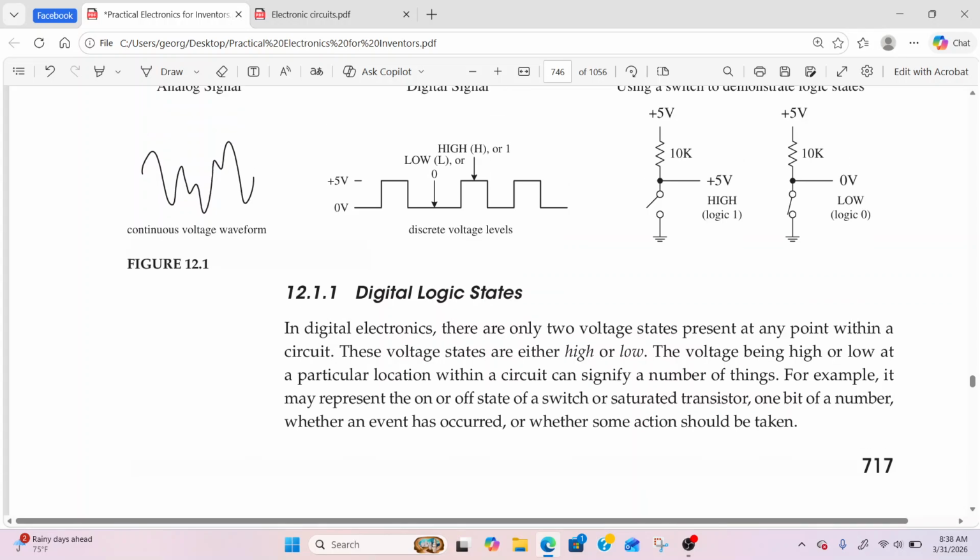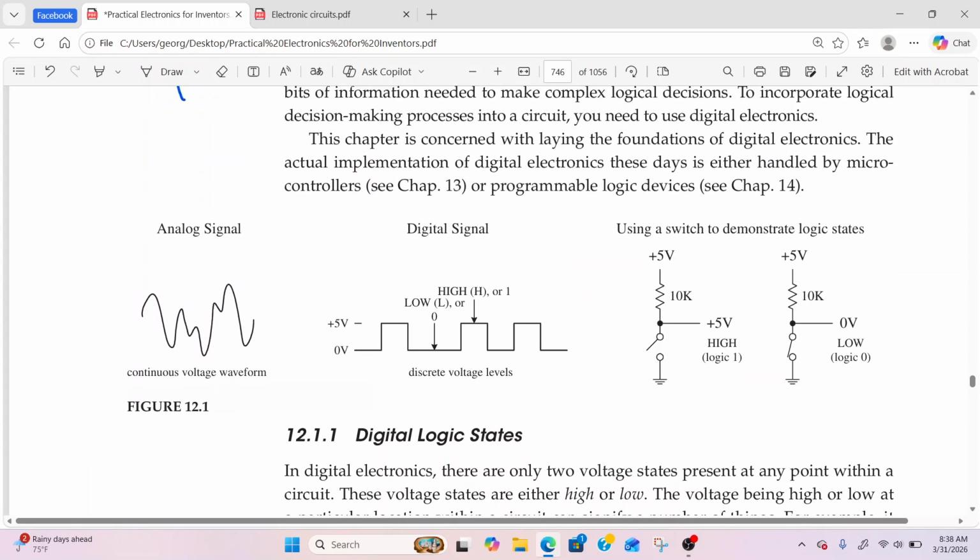All right, so let's look at something here. This is an analog signal. As you can see, the analog signal is all over the place, has a lot of variation in the voltage in a signal. And this here is a sample of a digital signal. So as you can see, it has only two states. It can either be 0 volts or 5 volts.